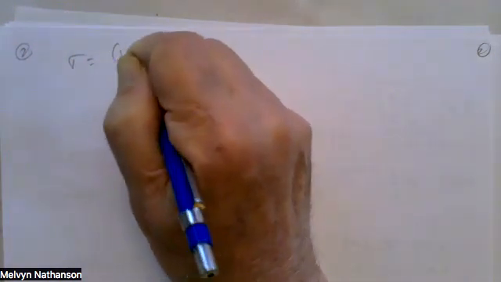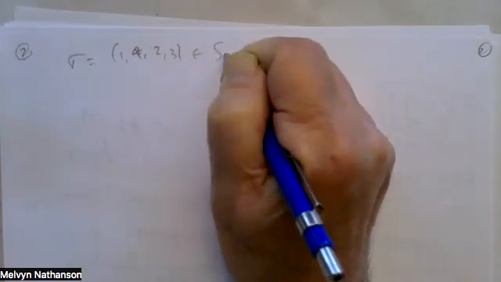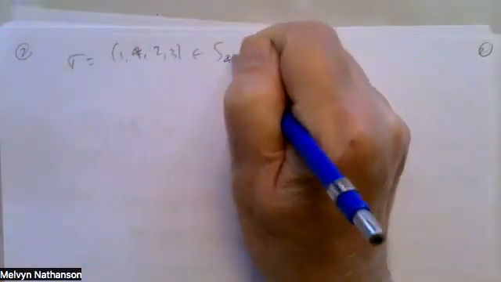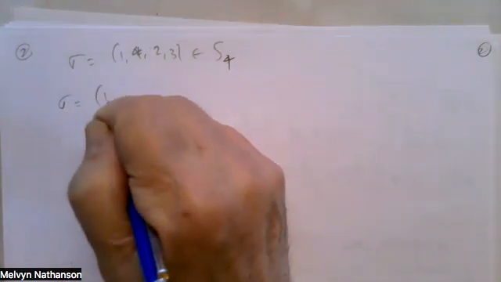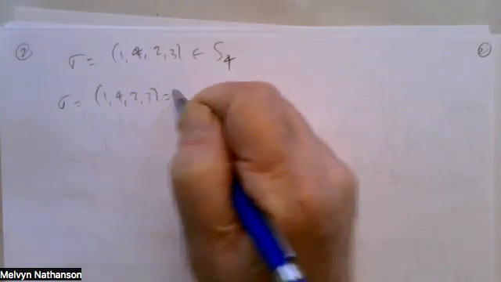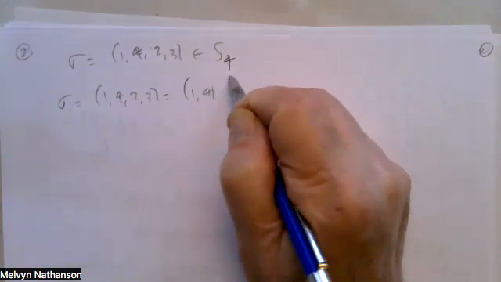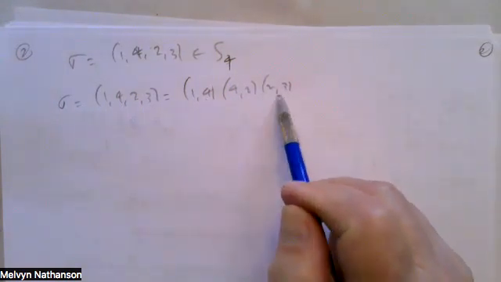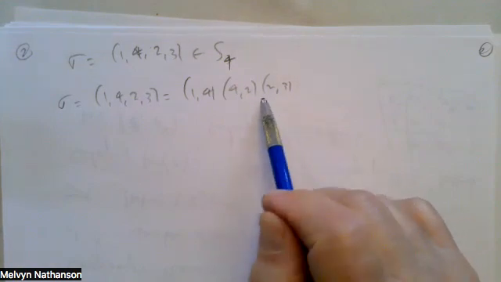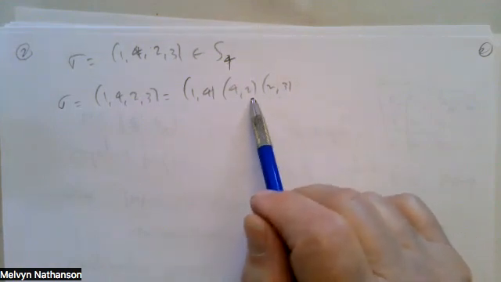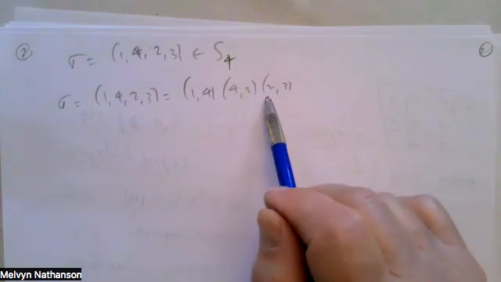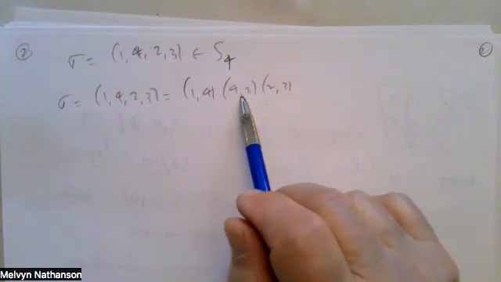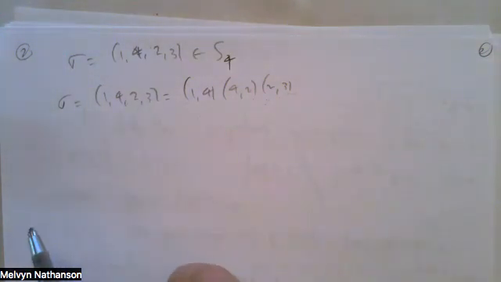Problem 2, we take the cycle (1 4 2 3) in the symmetric group S4. If I want to write sigma as a product of transpositions, there are many ways to do it, but the simplest is, as it turns out, (1 4)(4 2)(2 3). So this is a product of 3 transpositions, and you can check. This sends 1 to 4, 4 to 2, 2 to 3, 3 to 2 to 4, back to 1. So that's sigma.